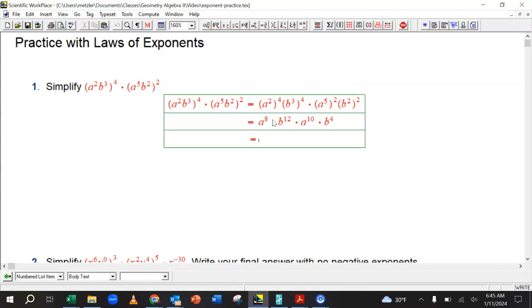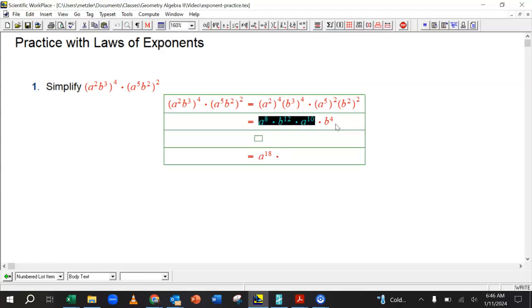And now I can recollect, put those all together. And a to the 8th times a to the 10, we use our last of the really big rules, not the only rule left. That's a to the 18th. The exponents add. So this is really crucial. The bases are the same here. Maybe I'll just emphasize that by doing one more quick little step. I'm rewriting it to put them together. You wouldn't usually have to do this, but I just want to emphasize.